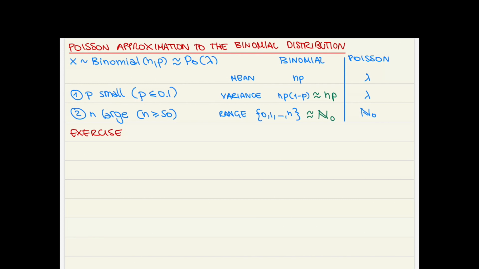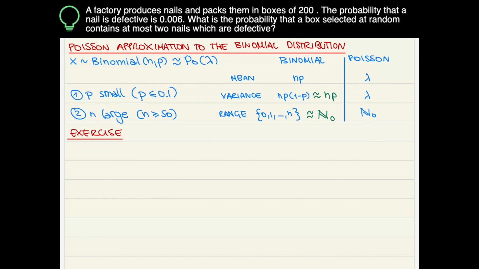Let's look at a simple exercise on the Poisson approximation to the binomial distribution. A factory produces nails and packs them in boxes of 200. The probability that a nail is defective is 0.006. What is the probability that a box selected at random contains at most 2 nails which are defective?